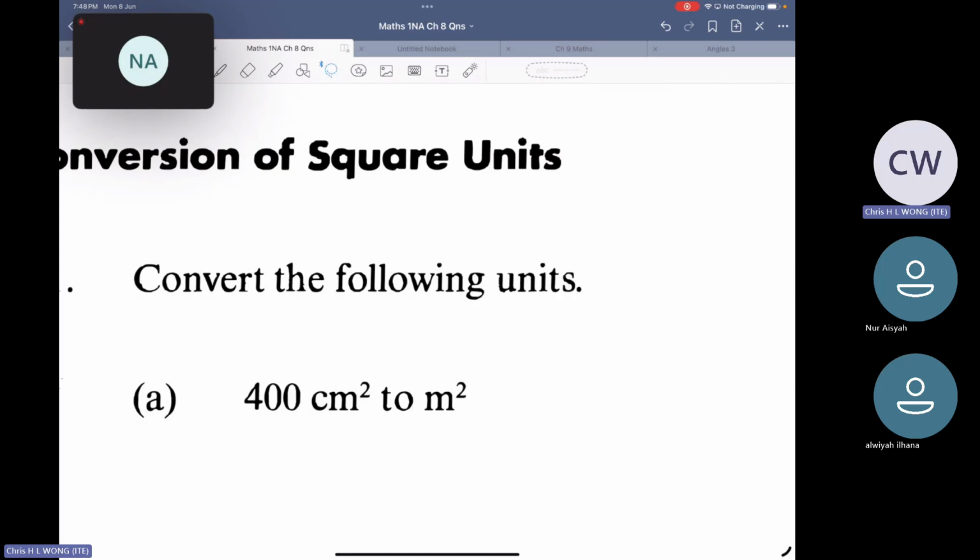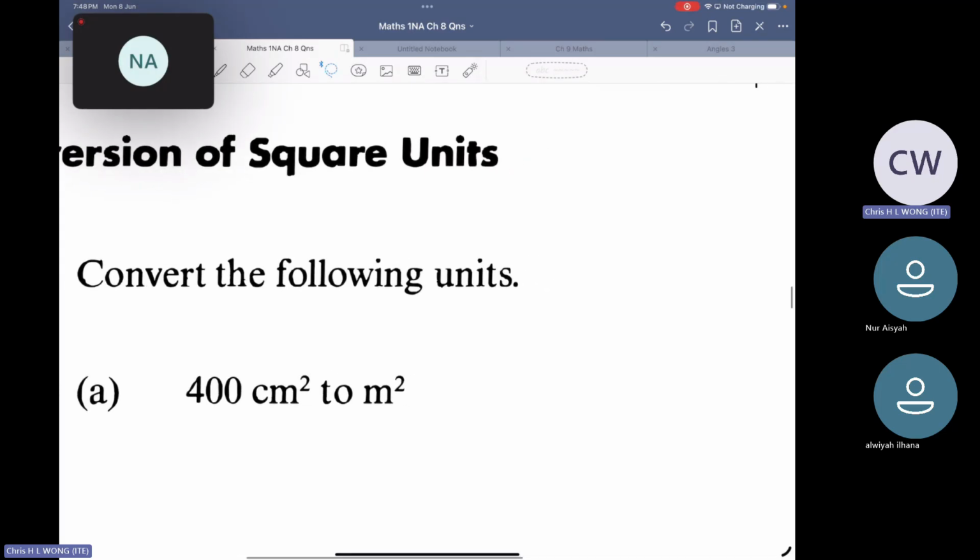How do you do conversion? Cm square. Doesn't matter whether it's a square, it can be a cube. Your working is the same. You are going to convert cm to meter. You tell yourself, you are going to convert cm to meter.